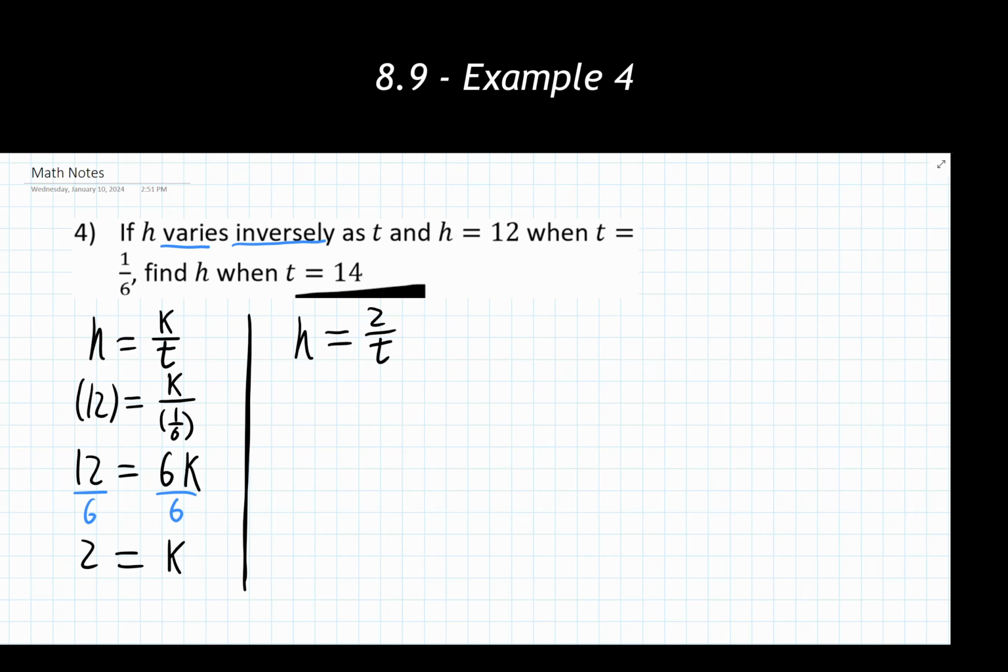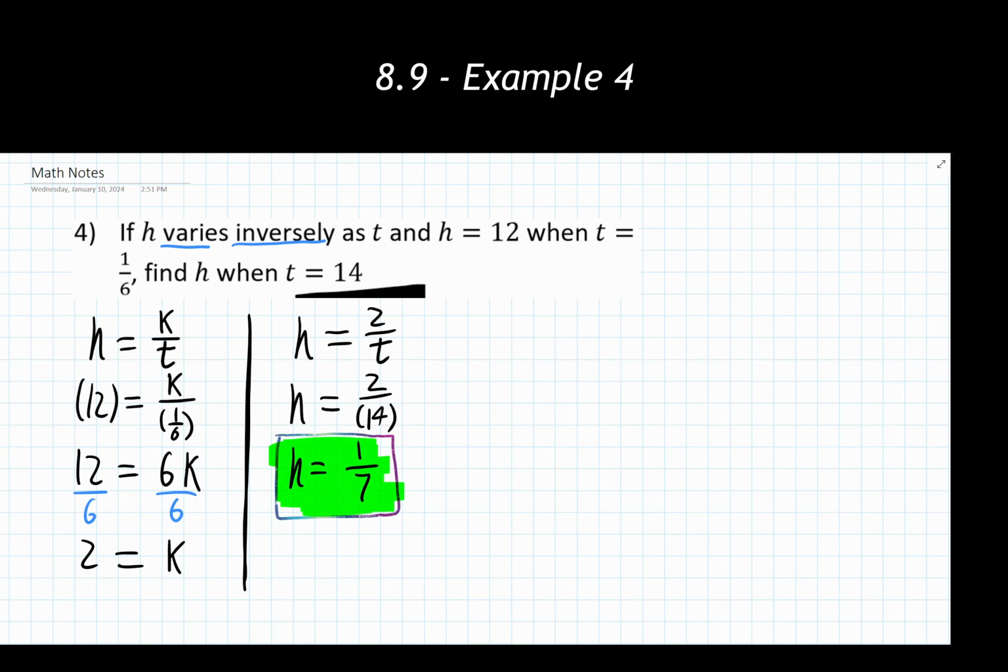And now I'm being told I need to find h when t is equal to 14. So I'm plugging in what I know, finding h when t is 14. And now, from here, simplifying stuff down, I can't really do a whole lot to simplify this thing, and I'm getting that h is equal to 1 over 7. I can't do anything else from here. So I have my final answer, and I'm good to go.